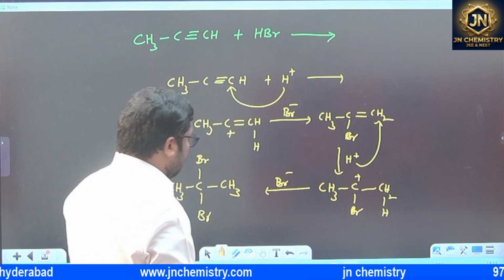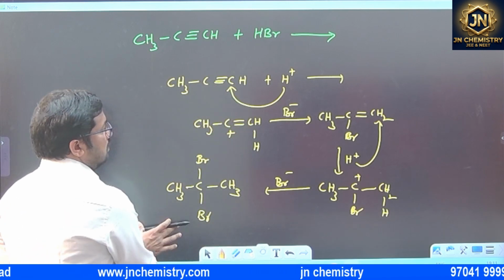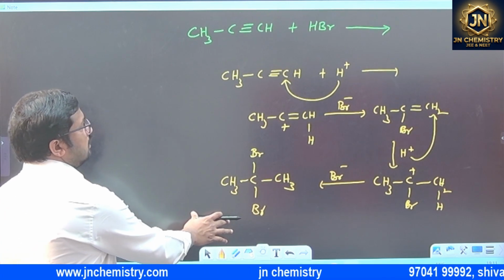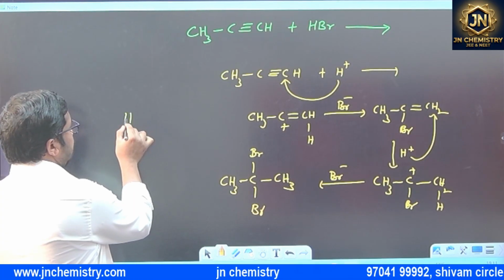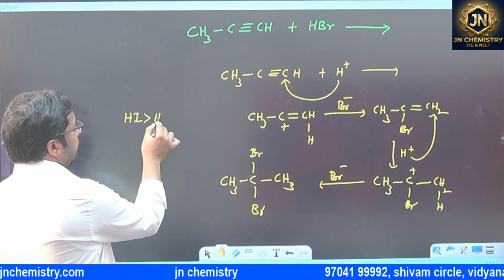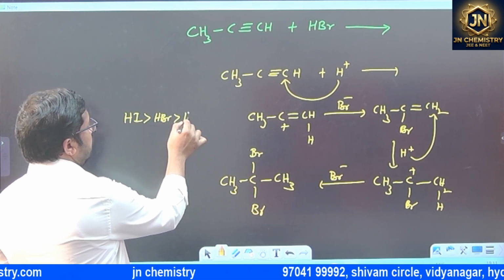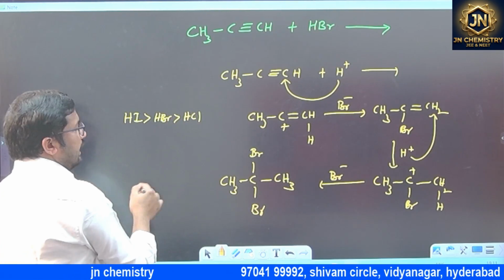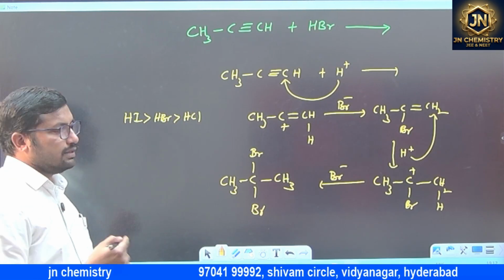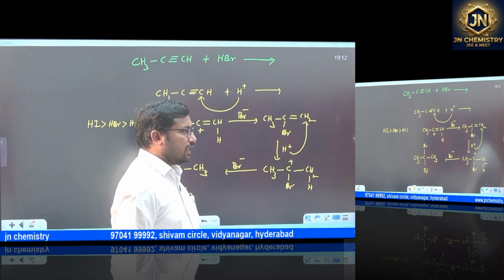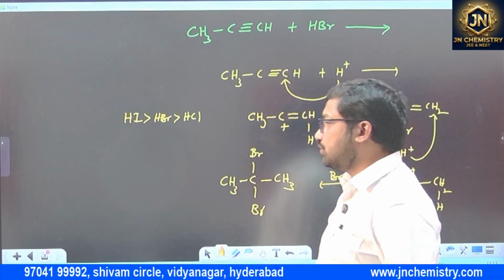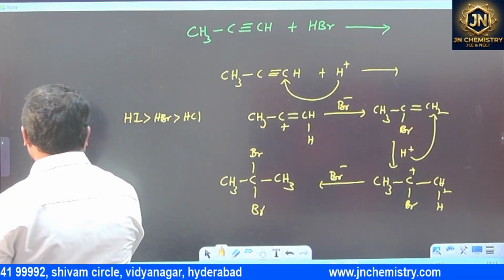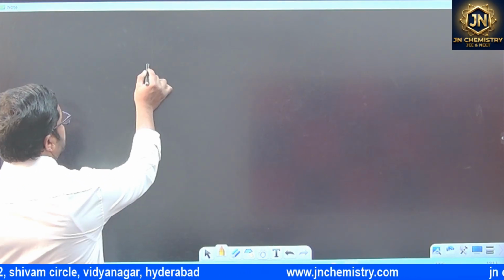So the reactivity order is HI greater than HBr, then HCl. HF won't participate because that is a highly exothermic reaction. Next, reaction with HOCl.